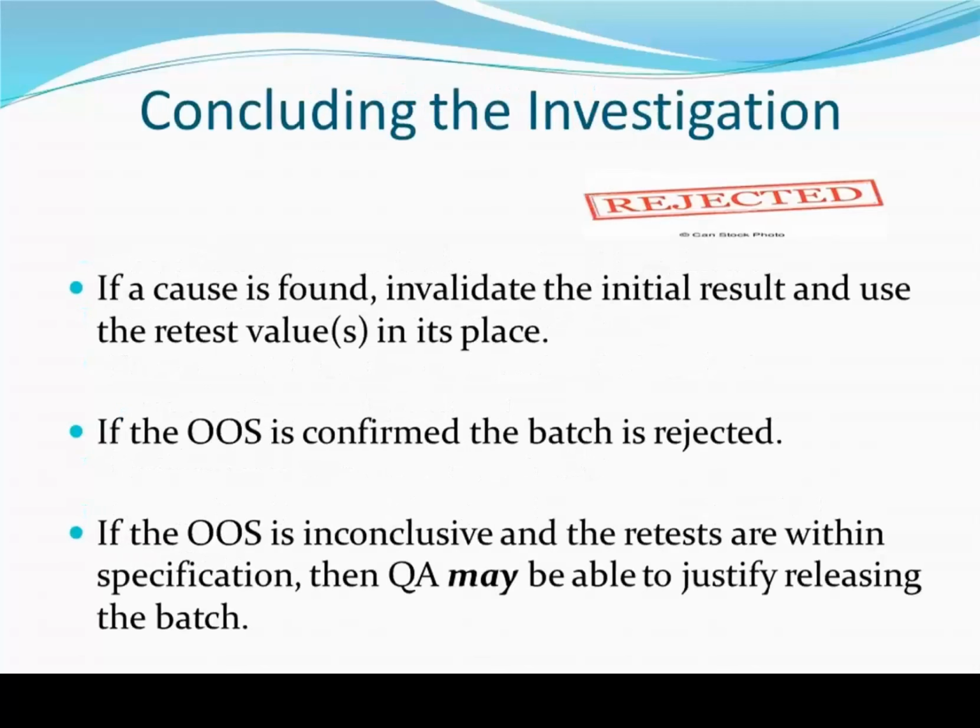At the end of your investigation, as you go through all of the different parameters to look into, training, the documents, the equipment, the instruments, all of the different interviews that you're going to be doing, and you're going through that root cause analysis process, and you actually do find a cause, as we said, you can invalidate that initial result and use the retest value in its place, much like I said that Sally was using the wrong buffer. If that OOS is confirmed, that batch is rejected.